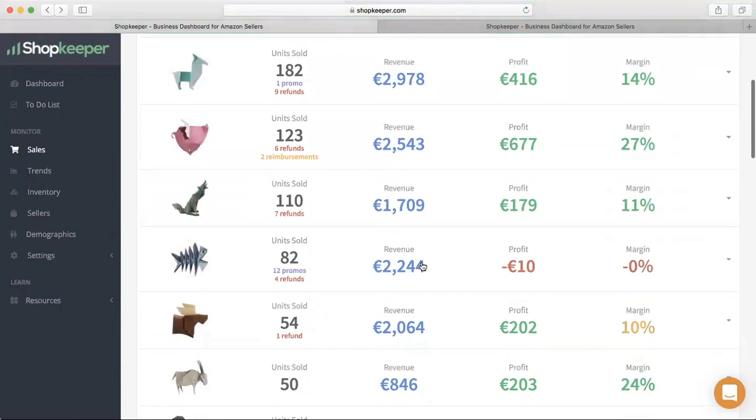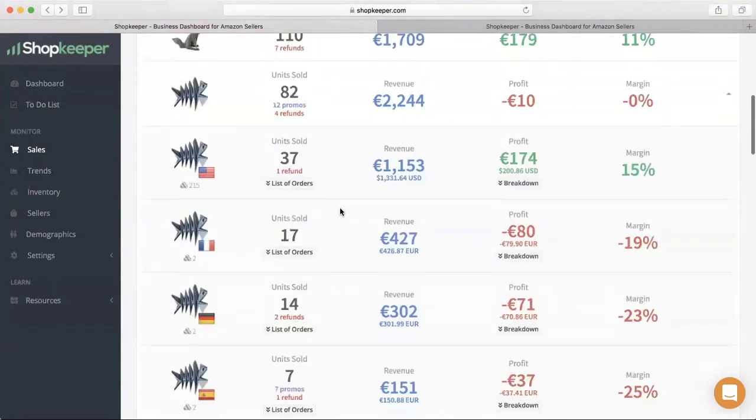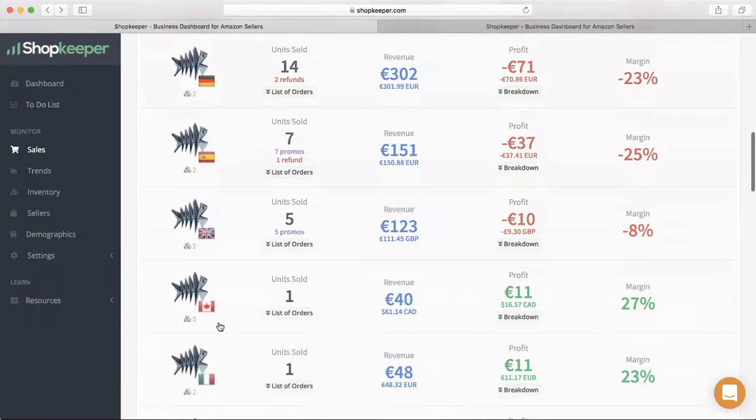And immediately your eye hits this one, right? This one lost money, even though the revenue was high and many units sold. So something must be happening there, right? So you expand to double check what exactly is going wrong. And you are selling this product in multiple marketplaces. So you are selling in United States, in France, in Germany, and so on. In many different marketplaces, you are selling the same item.